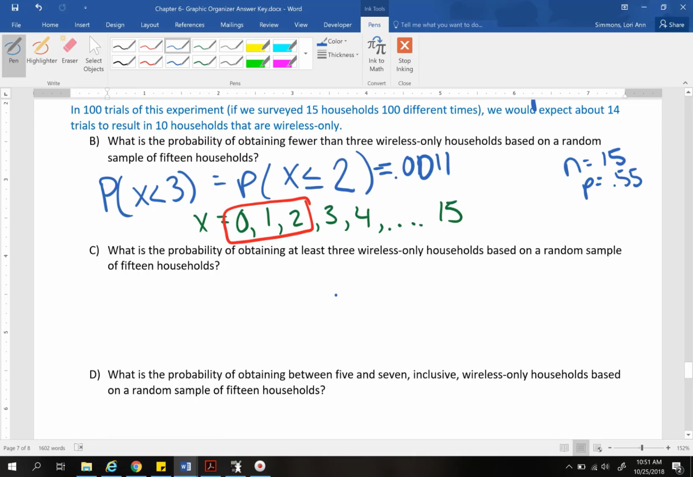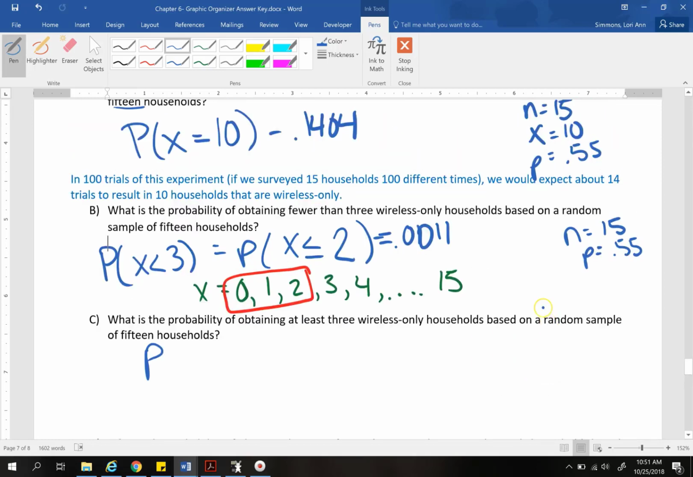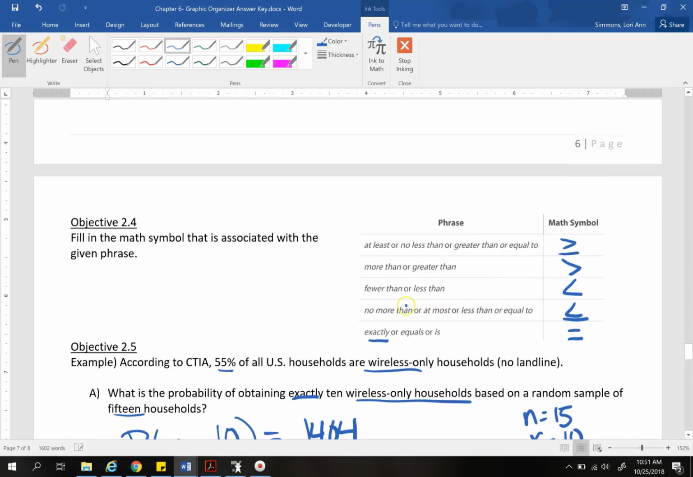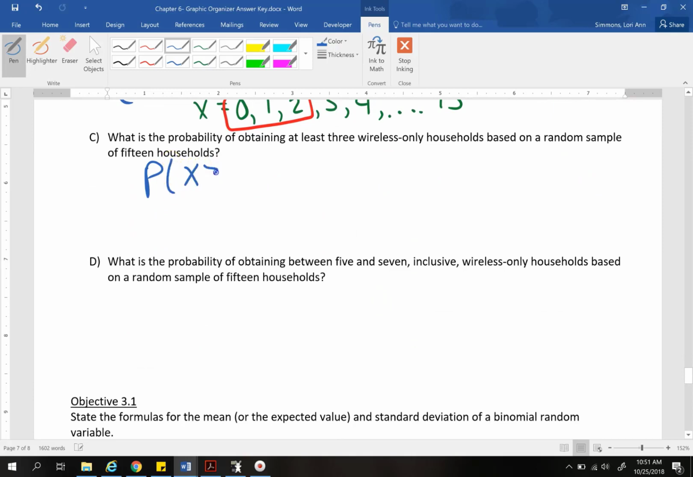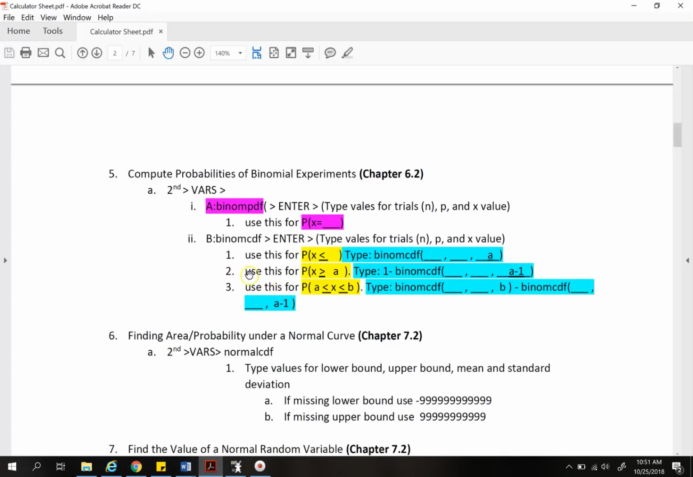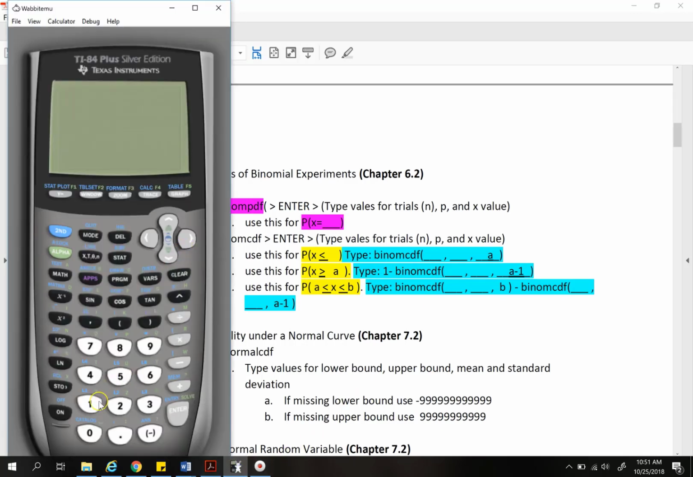All right, C, what is the probability of obtaining at least 3? What's at least mean? At least means greater than or equal to. Okay, we have our equal to sign, so hopefully this is a little easier. We're going to use step 2. Careful now, you do 1 minus. So let's do 1 minus binomial CDF.